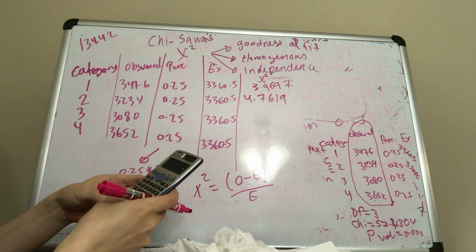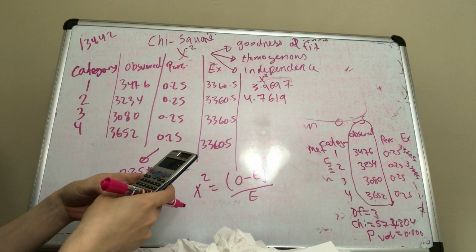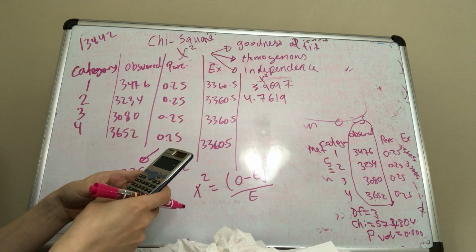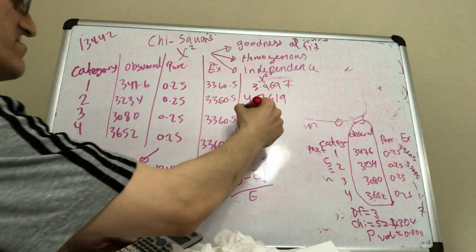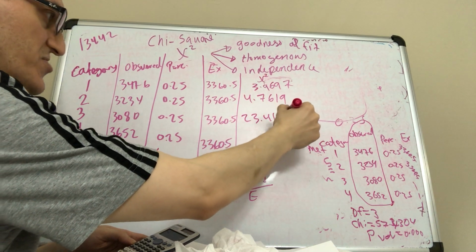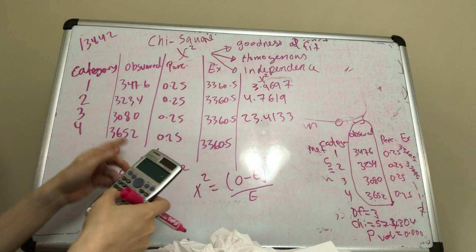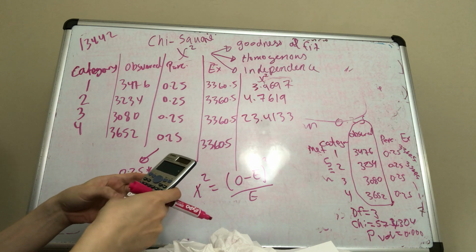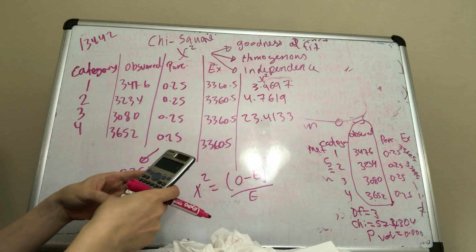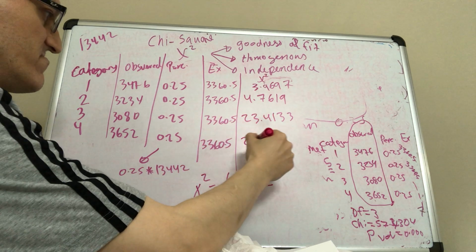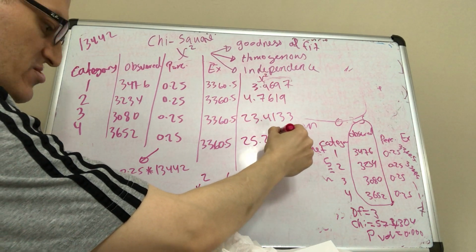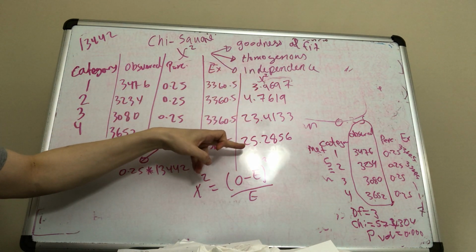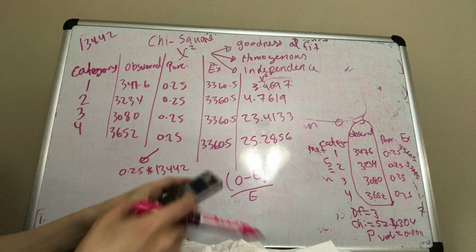You do the same. Brackets, difference between 3,080 and 3,360.5. You square over 3,360.5. This number is 2.34133. You do the same. Brackets, difference between 3,652 and 3,360.5, you square over 3,360.5, and this number is 2.52856.